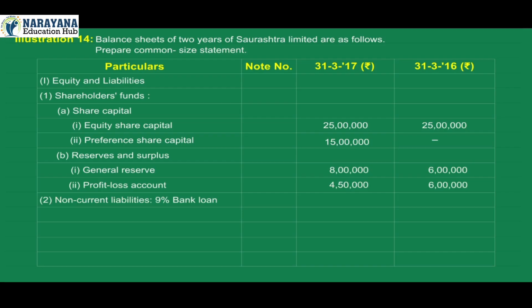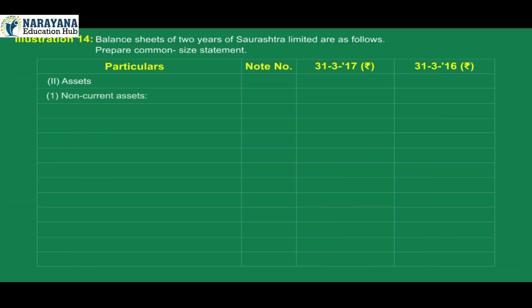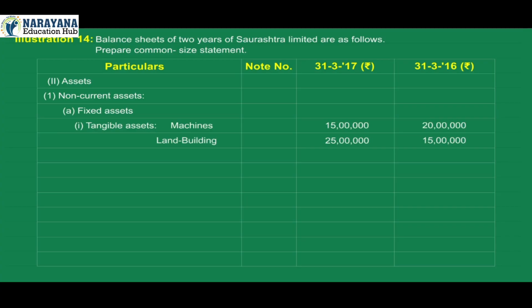2. Non-current liabilities, 9% bank loan, 15%, 15%. 3. Current liabilities. 1. Short-term borrowings, 6 lakh, 2 lakh. 2. Other current liabilities, 1 lakh 50,000, 6 lakh. Total, 75 lakh, 60 lakh. Number 2. Assets. 1. Non-current assets. A. Fixed assets. 1. Tangible assets. Machines, 15 lakh, 20 lakh. Land buildings, 25 lakh, 15 lakh. 2. Intangible assets. Trademark, 5 lakh, 3 lakh 40,000. Goodwill, 4 lakh 50,000. Dash.